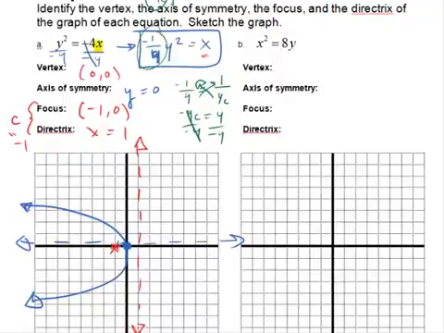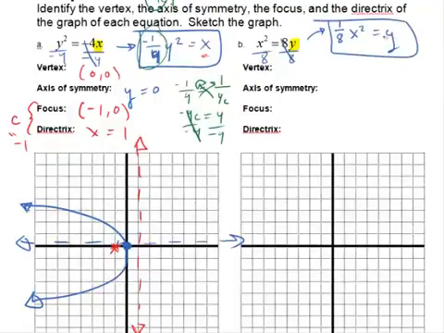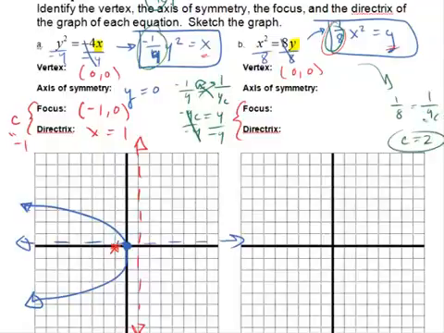All right, second one. Same thing. We have to isolate the y. So we'll divide both sides by 8, which gives us 1/8 x squared equals y. Because it's y equals, this one will be opening up and down instead of side to side. Vertex is still going to be 0, 0. There's no other points around here. Let's find our c value again. So take 1/8 and set that equal to 1/4c. This implies that c must be 2.